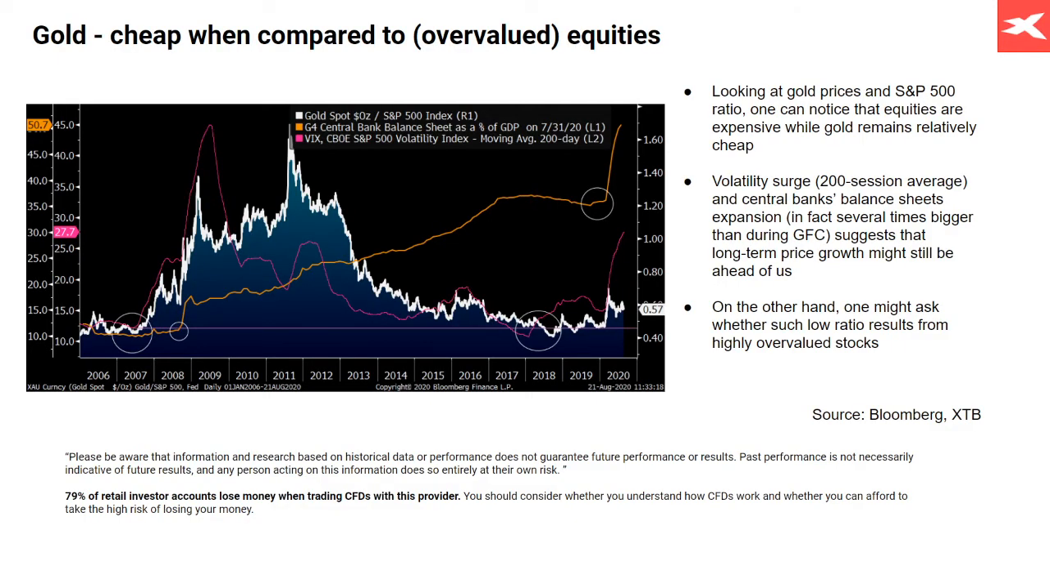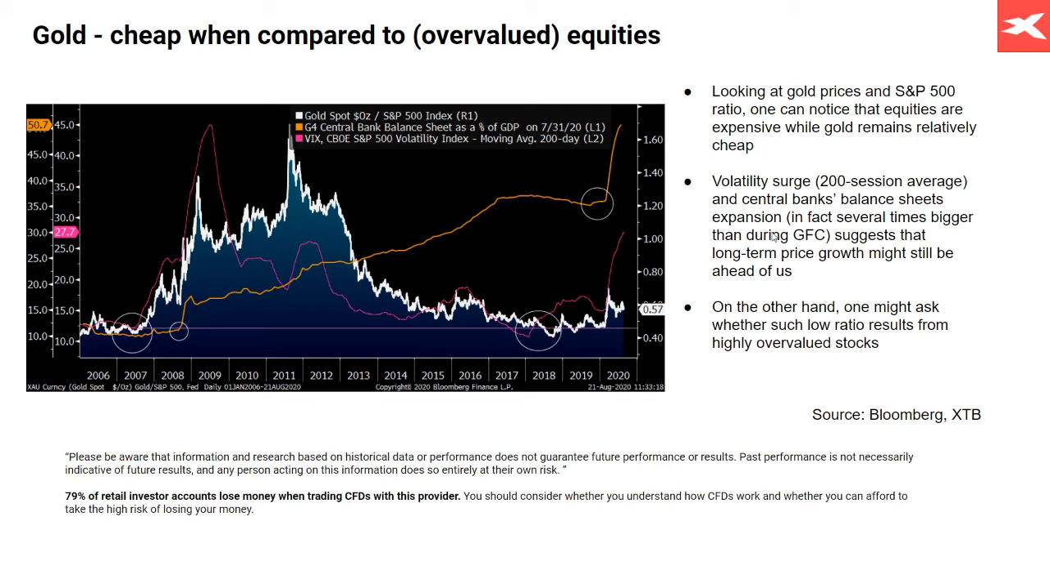Looking at the gold prices and S&P 500 ratio, one can notice that equities are expensive while gold remains relatively cheap. So this ties into the recovery of equities compared to the recovery of the consumer market, which have been more and more different and diverse from each other. So equities are recovering at a faster pace while the consumer market was recovering at a slower pace, so they don't match anymore.